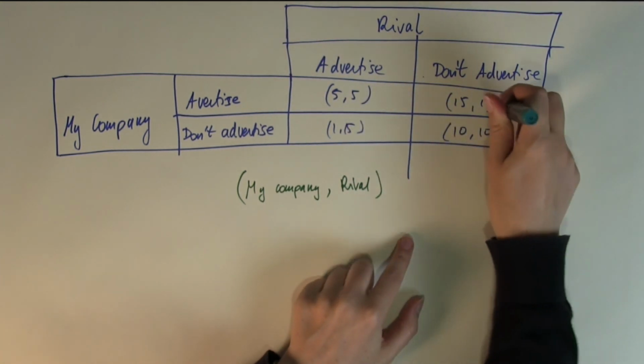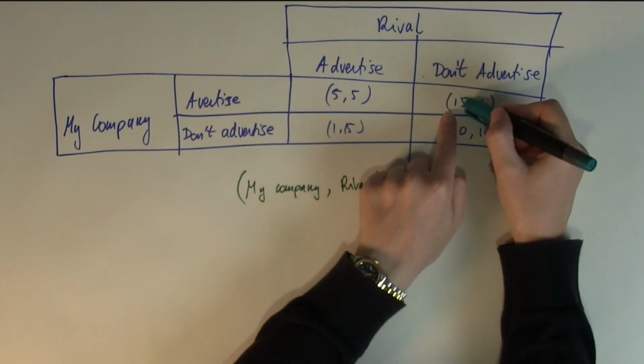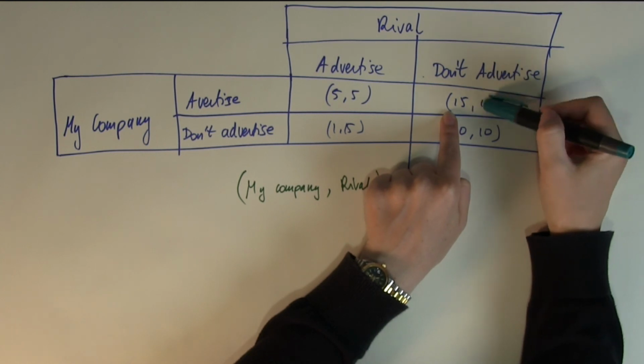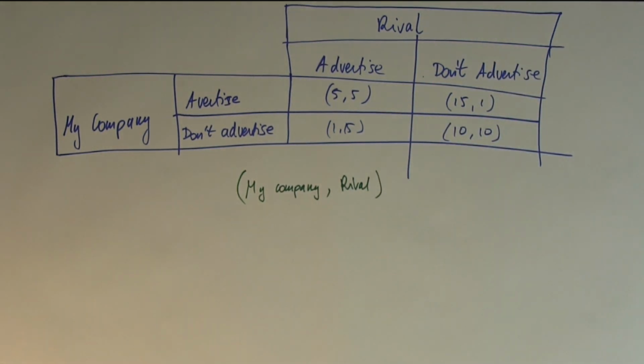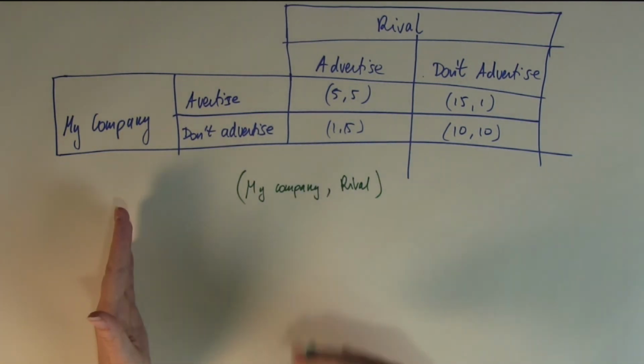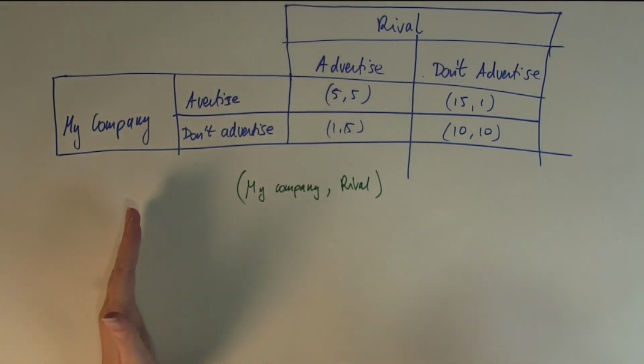However, in this cell here, I advertise, so I earn 15 million, and my rival doesn't advertise, so they only earn 1 million. So whoever decides not to advertise while the other is advertising, there is a huge earning difference between the two companies. So what would be your tactic to maximize your profit, given that your rival can choose their own action? Which means that whatever I choose to do, the rival can go and choose their own tactic.